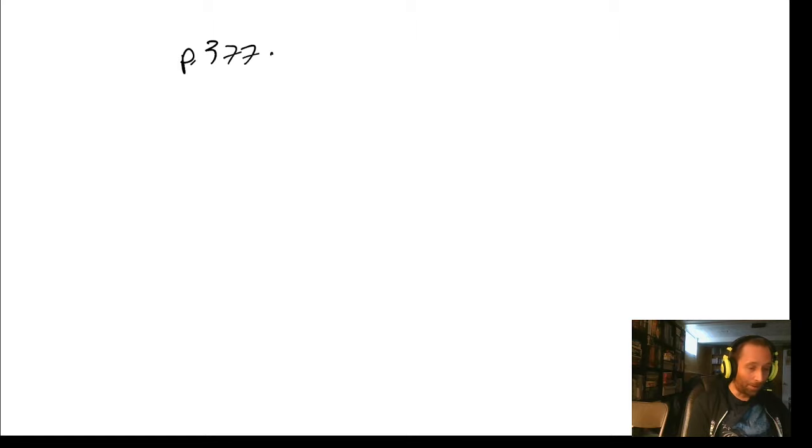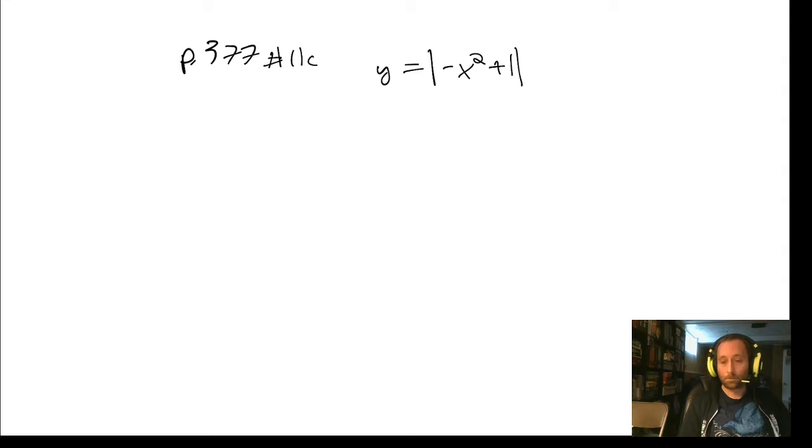So 377, 11C. So express each function as a piecewise function. So 11C is y equals the absolute value of negative x squared plus 1. All right. So as I mentioned, when we're trying to figure out these piecewise functions, or when we're trying to figure out what a graph is, I find that the best place to start with is, what does y equals negative x squared plus 1 look like?